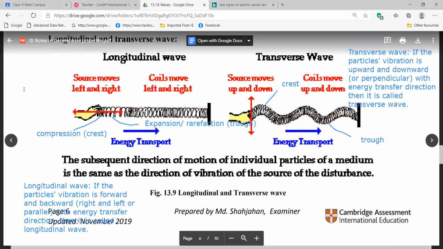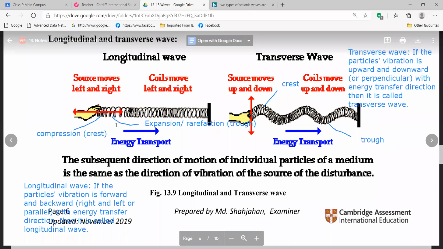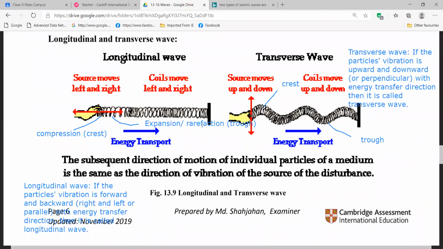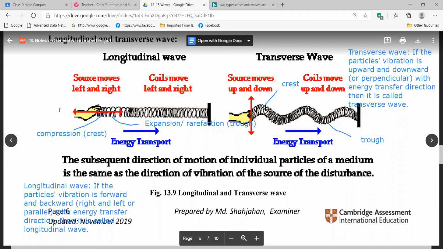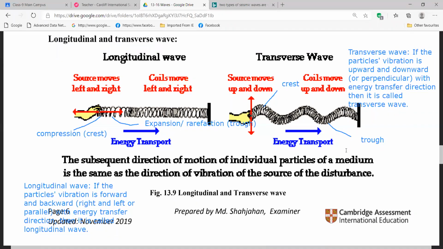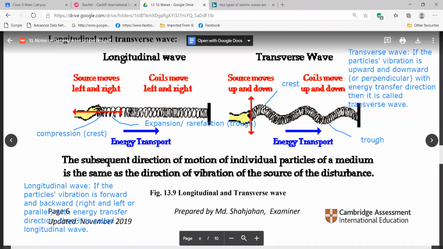You see, I showed you compression, expansion for longitudinal wave. Expansion is also known as rarefaction. And rarefaction, expansion, this is equivalent to trough. In transverse wave, you are getting crest and trough. And in longitudinal wave, you are getting compression and expansion. So your compression is equivalent to crest and expansion is equivalent to trough. Is it clear?